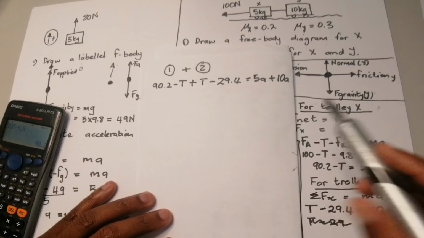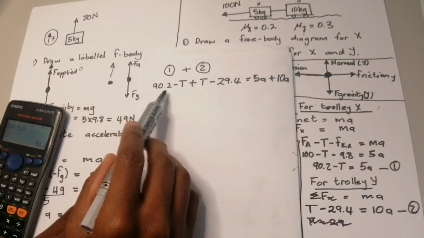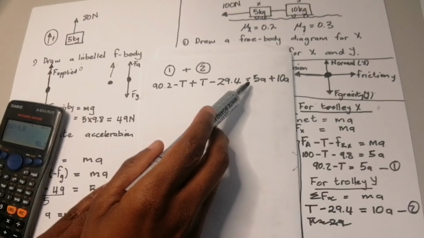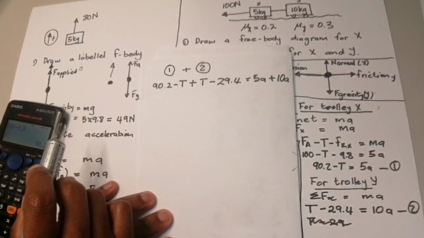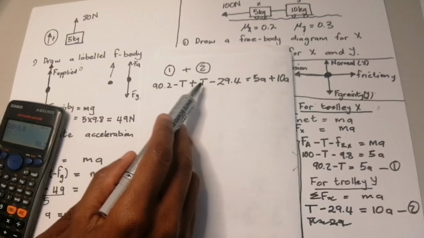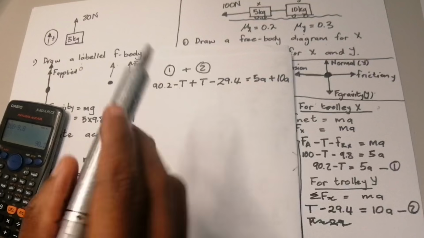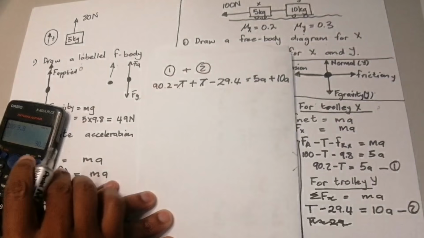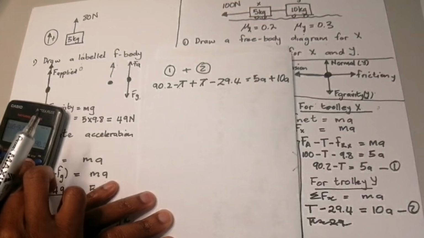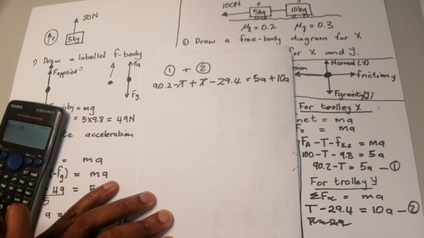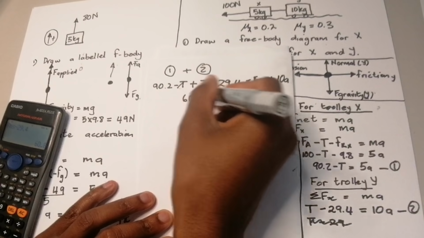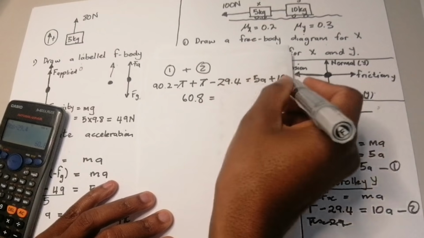Now please remember we added on both sides, so that's 90.2 minus t plus t minus 29.4, and this is equal to, on the right-hand side, 5a plus 10a. Notice what happens. If you do this correctly, you'll always get rid of one of your variables. Minus t plus t gives you 0, so those cancel out. Now what do you have? 90.2 minus 29.4, which is 60.8, equal to 5a plus 10a.